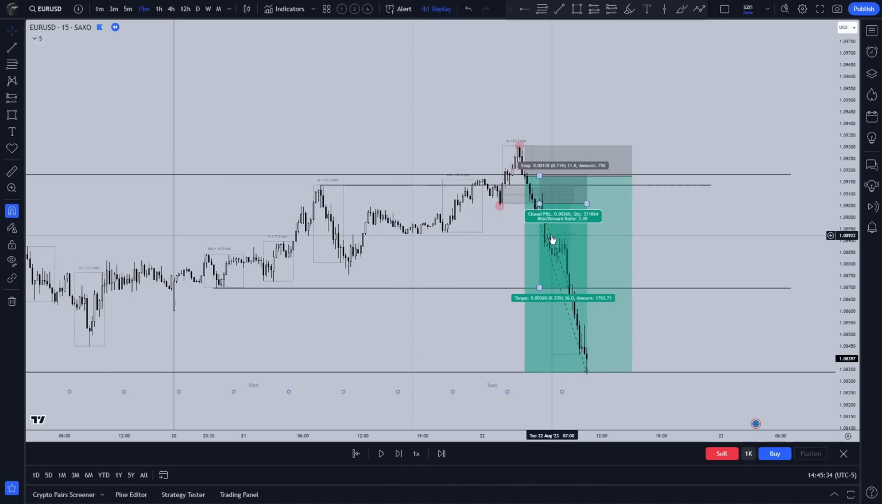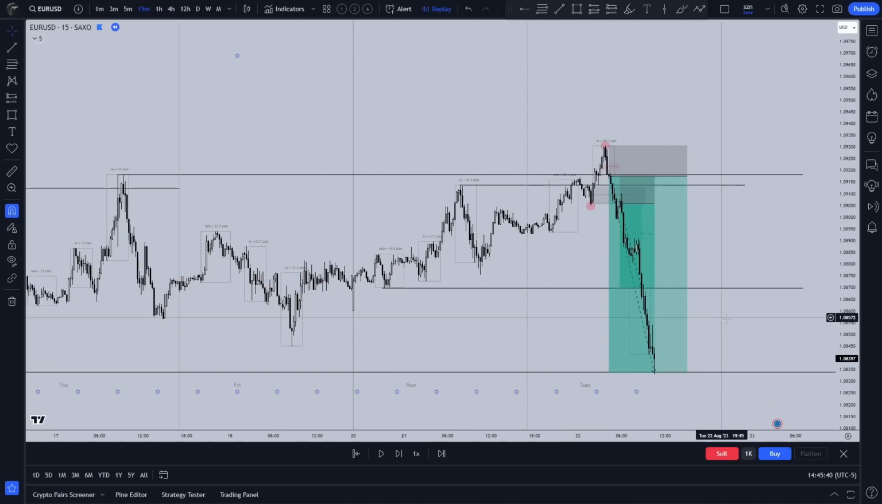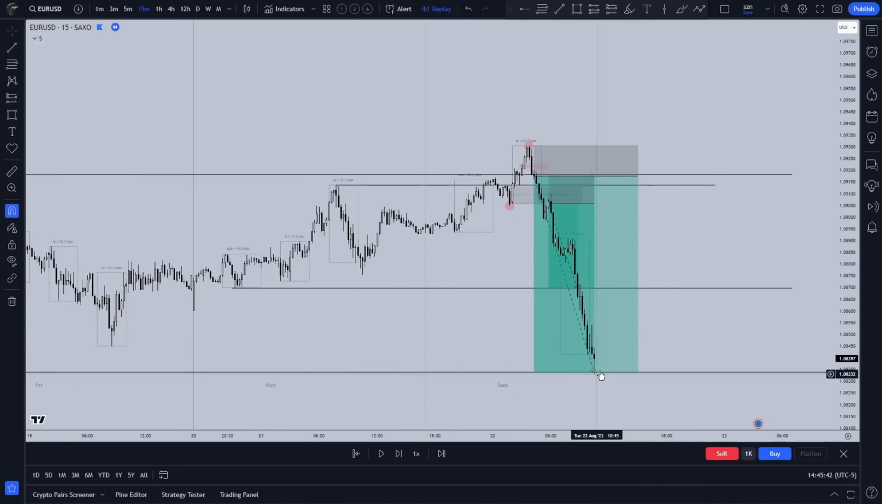And you can see right at the end of the New York session, we hit our final target, which are the daily lows. And this would be the way I would collapse my entire position and close the remaining partials. And yeah, that's another trade breakdown.